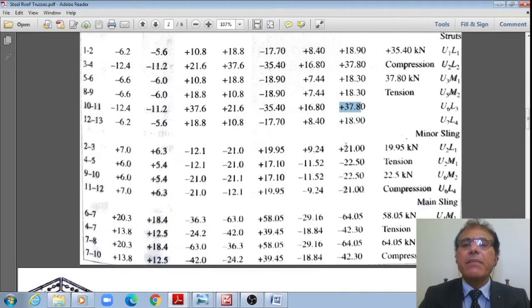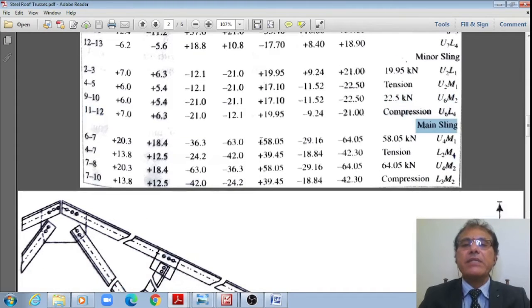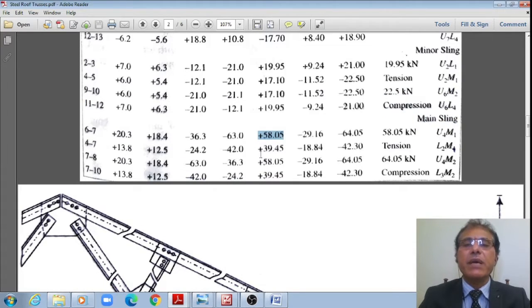Similarly, in the minor sling I'm getting a maximum value of plus 19.95 as the tension force, plus indicating tension, as well as a maximum value of minus 22.5 as the compression in the minor sling. Whereas in the main sling, I have a design tension force of plus 58.05, because more than that I don't have any value. 39 is much less than this one. Therefore this is my design tension force.